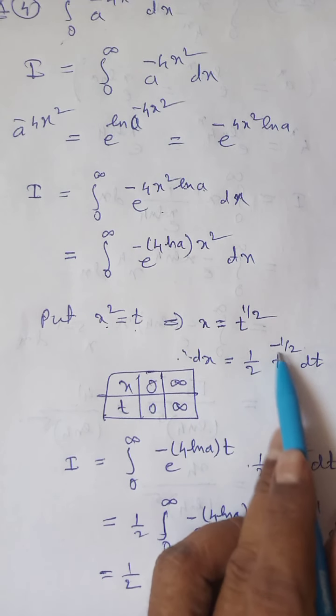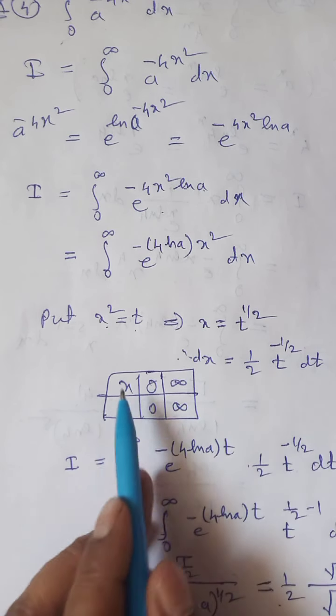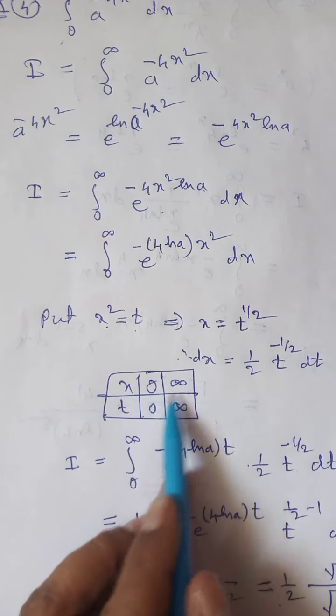Therefore dx is half into t to the power minus half dt. So limits will be same. Limits of t will be same as limits of x. So substitute the value in this integration. So e to the power minus 4 log a, x square is t, and dx is half into t to the power minus half dt. Okay, so we'll simplify this integrand function.